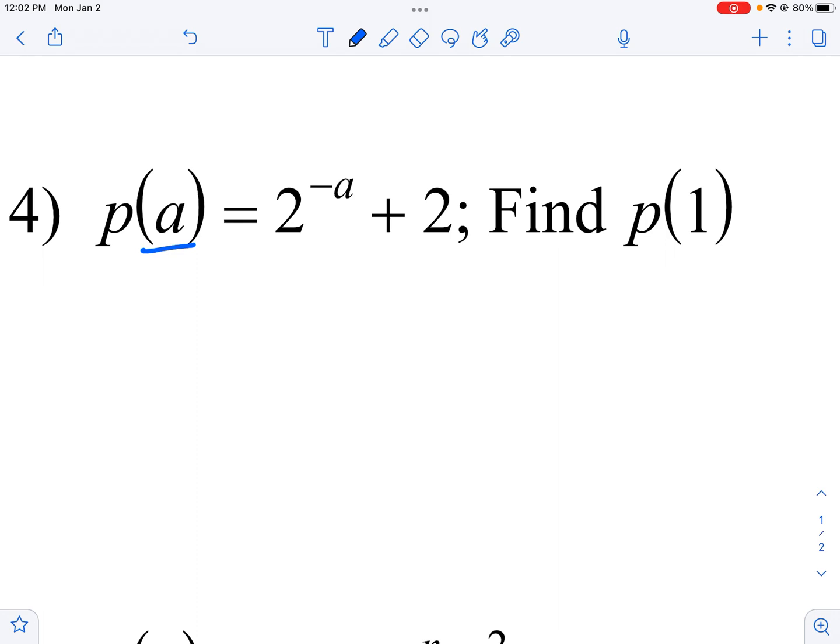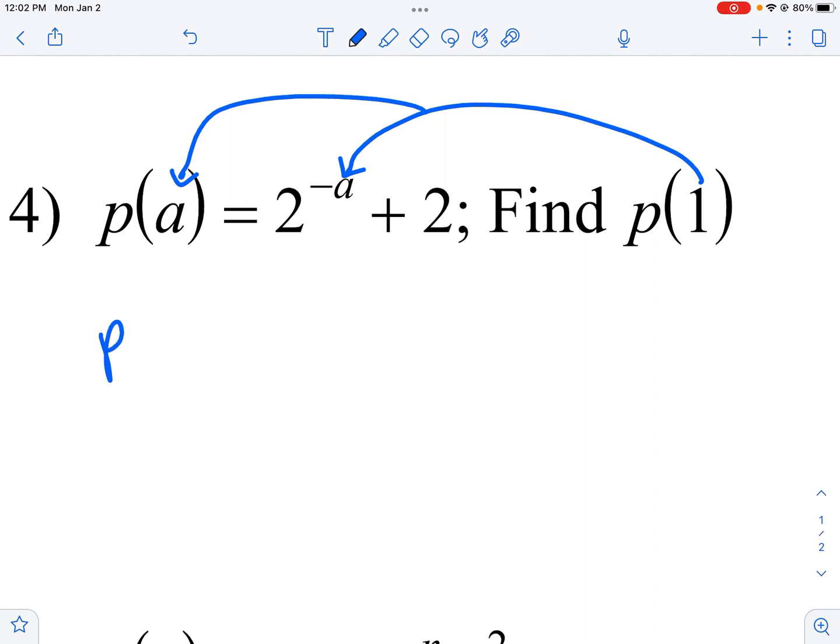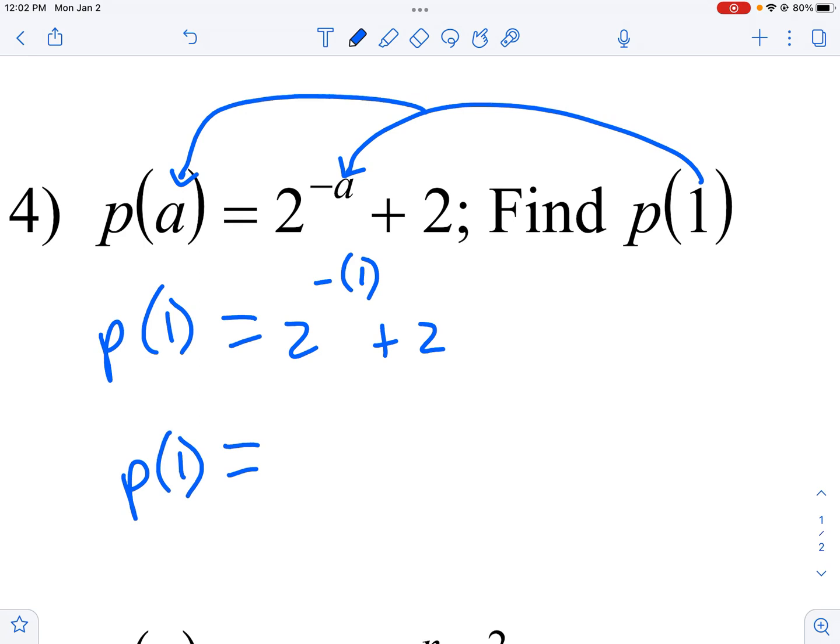All right, let's go to number 4. P of a is 2 to the negative a power plus 2. Please don't panic. You're supposed to find p of 1. You still just put 1 in all of the a locations. So p of 1 equals 2 to the negative 1. And I'm going to put parentheses like I'm supposed to. And then plus 2. Once again, use parentheses. It's going to make a huge difference in your answer.